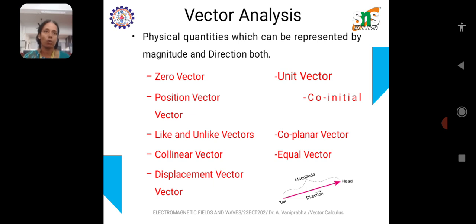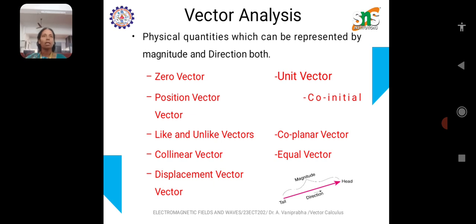Next is a vector quantity, vector analysis. So physical quantities which can be represented along with the direction can be simply named as a vector quantity. It has both magnitude and direction. Some vectors are zero vector, position vector, like and unlike vectors, collinear vector, displacement vector, unit vector, co-initial vector, coplanar vector, equal vector, negative of a vector, and many more. So let us understand each of them with an example.